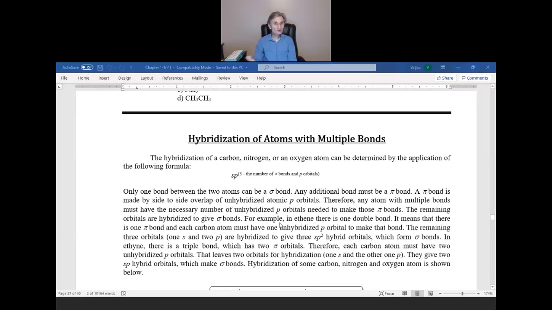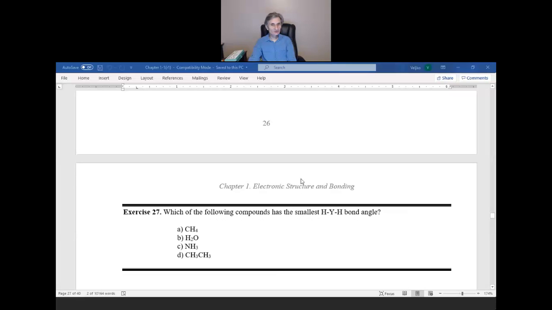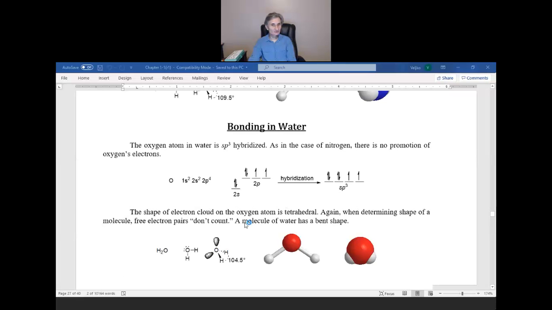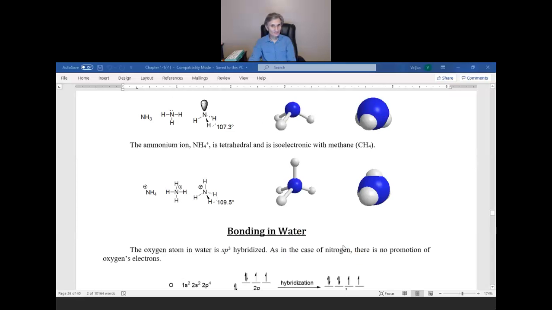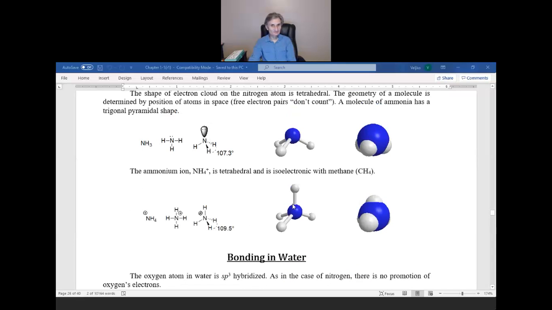Now, how do you know the hybridization of an atom in advance? For some atoms, you cannot figure that out. Let's say sulfur, we have to tell you that. But for carbon, nitrogen, or oxygen, hybridization is sp3 minus the number of pi bonds and p orbitals. So that's how you know that oxygen in water will be sp3 hybridized. No pi bonds, no p orbitals. Same with nitrogen, you know it's sp3.